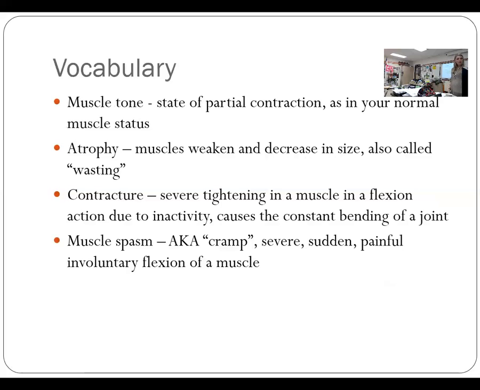And then a muscle spasm, another word for a cramp, is a severe, sudden, painful, involuntary flexion. And contracture is long-term. This is a chronic problem, whereas a muscle spasm, when you guys have had cramps before, muscle spasm before.